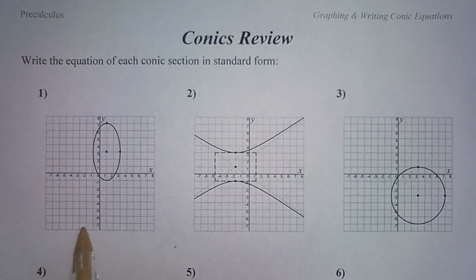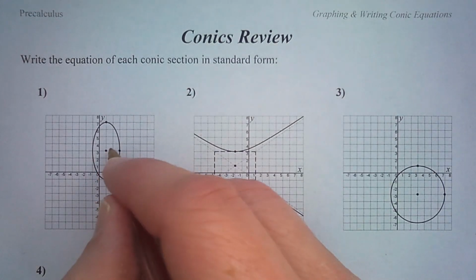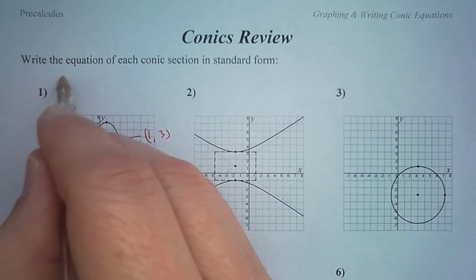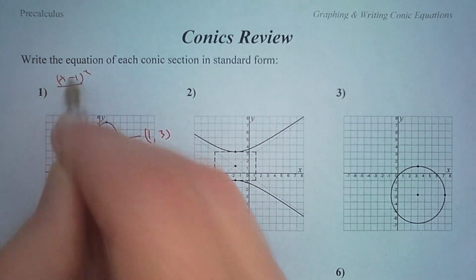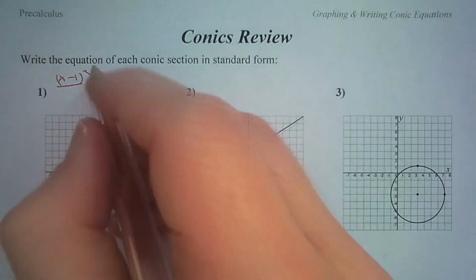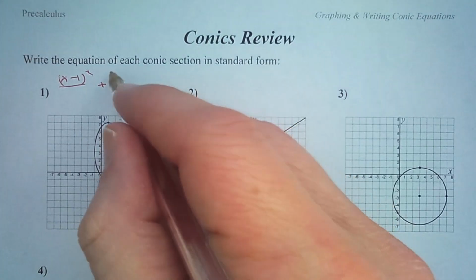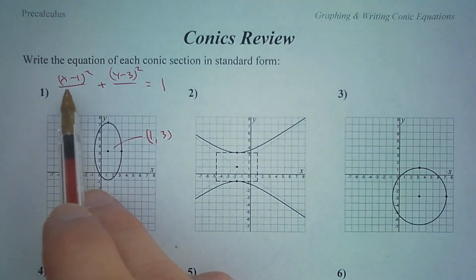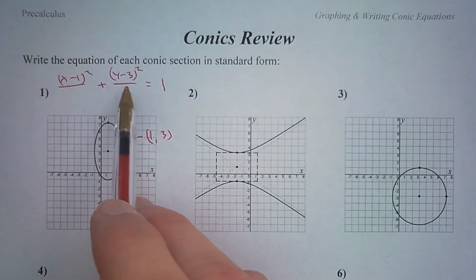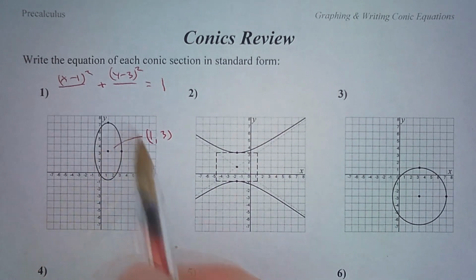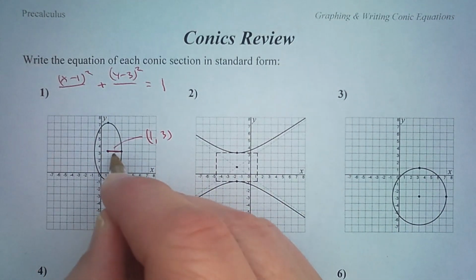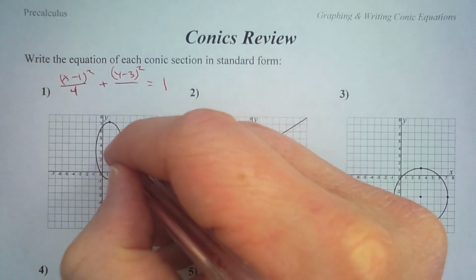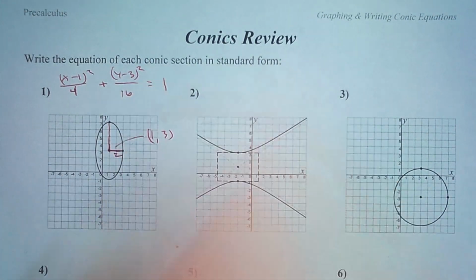So here we have an ellipse. The center of this ellipse is at 1, 3. Okay, so for my equation, I'm going to have x minus 1 squared, and that'll be over something. And for an ellipse, I need a plus. And then I've got y minus 3 squared over something equals 1. Now that something is going to be the horizontal stretch under the x and the vertical stretch under the y, but then both of them will actually be squared. So the horizontal stretch here is 2, squared is 4. The vertical stretch, 1, 2, 3, 4, squared, is 16.